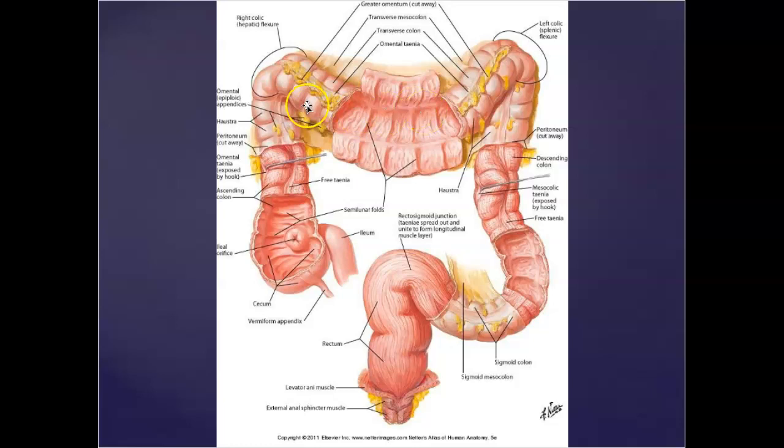And then you can see these fat stores here. You'll notice on the large intestine it's quite fatty. So fat stores are there. These are called the epiploic appendages, or appendices epiploicae in Latin. The epiploic appendices are for fat storage, right there.